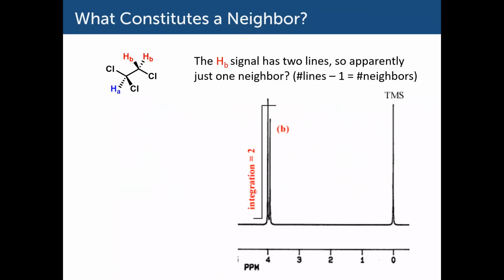So let's do that. I'm showing you now a portion of the NMR spectrum of the same compound. And we can see the signal that corresponds to the red hydrogens, which we know are equivalent. They're attached to the same carbon. And we see that there are only 2 lines in this signal. So if we work the n+1 rule backwards, or essentially if we solve it for the number of neighbors, we have 2 lines minus 1. So apparently, HB has only 1 neighbor.